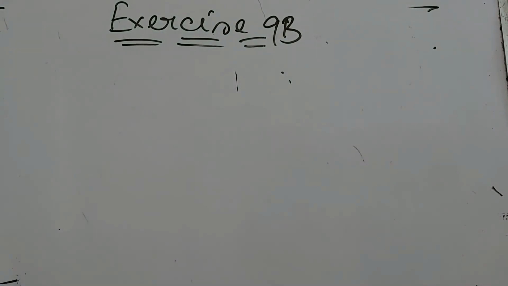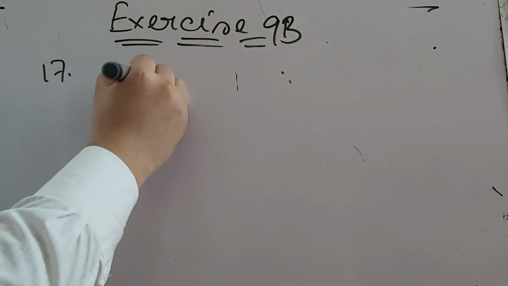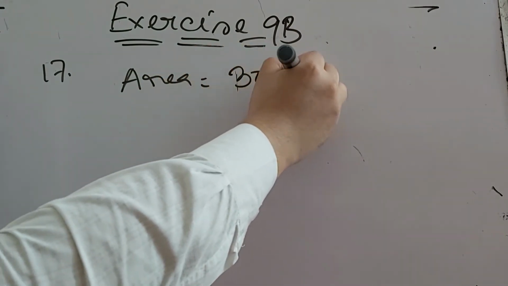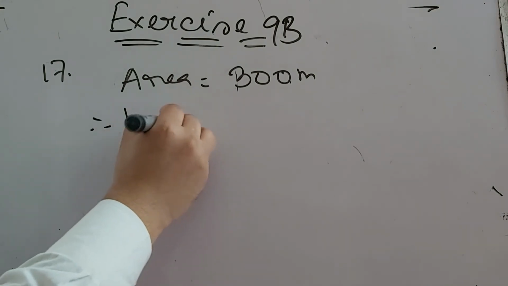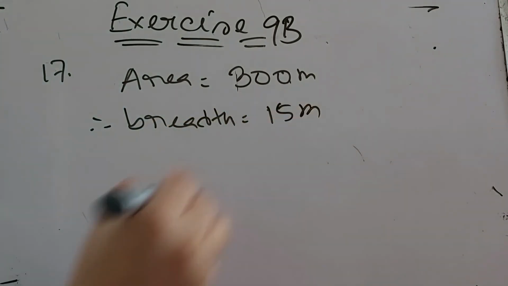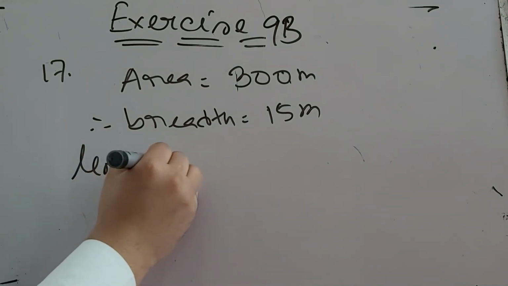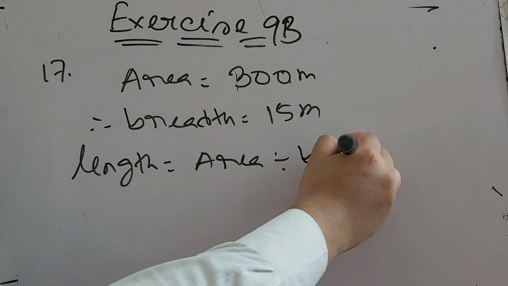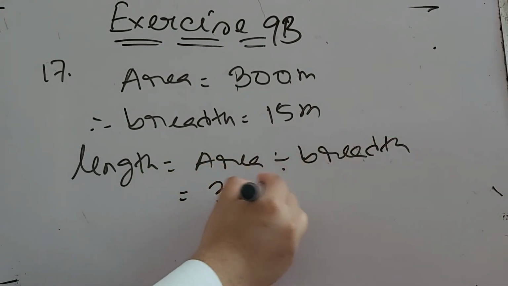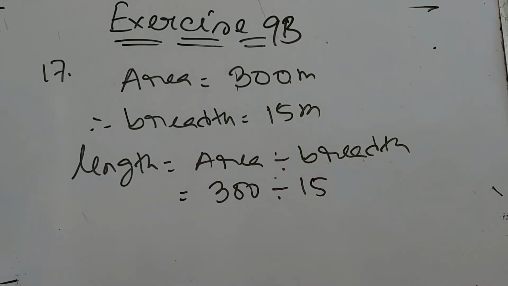Now number 17. Number 17 says the area of a rectangle is 300 meter and its breadth is 15 meter. Find its length. Similar problem. So here area equals 300 meter and the breadth equals 15 meter. Now we have to find out the length. So what is the formula of the length? Area divided by breadth. Simple problem. Then area equals 300 divided by breadth equals 15. Now the result will be the length, and that is 300 by 15, that is 20 meter. So 20 meter will be the answer of number 17.